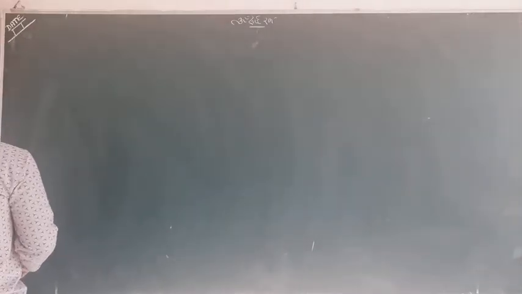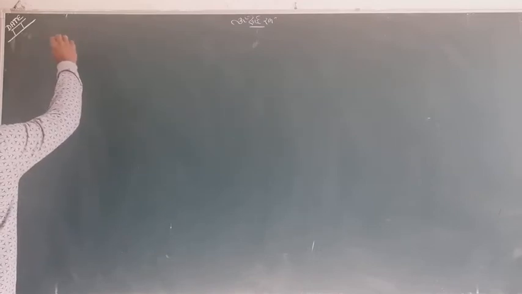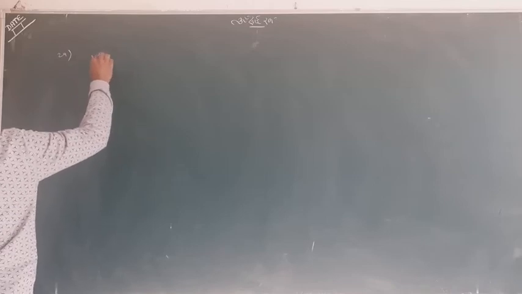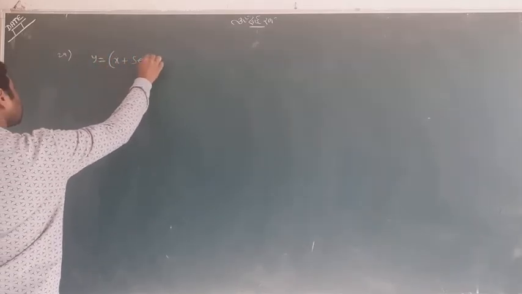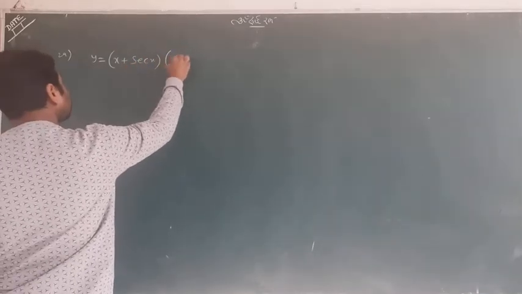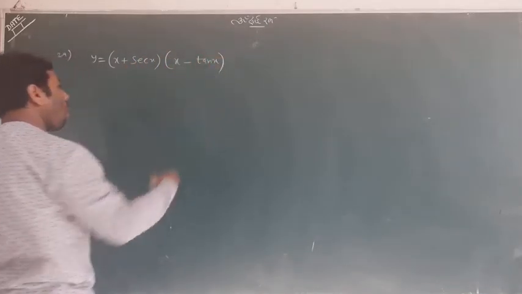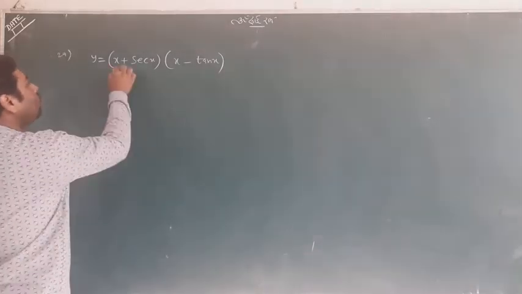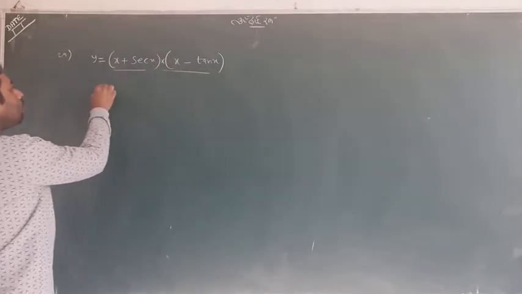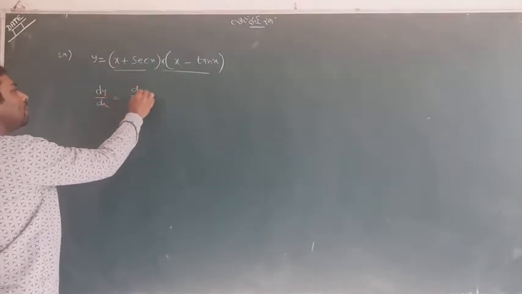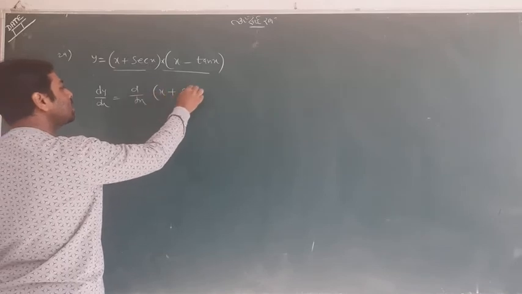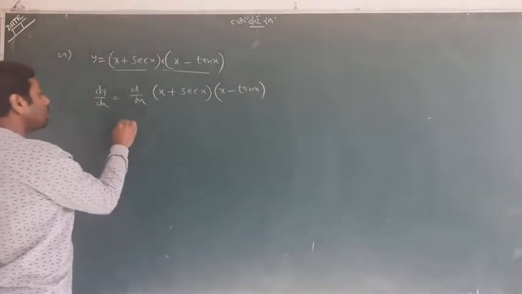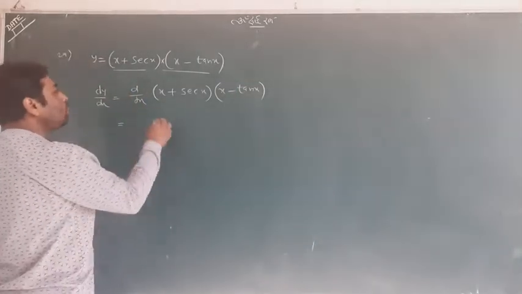We can take some question, like suppose I just tell you question number 29: (x + sec x)(x minus tan x). This is a question. I tell you one thing. You have two functions in multiplication, and you know how to deal with this kind of concept: d by dx of (x + sec x)(x minus tan x). Do this. Use the multiplication law.